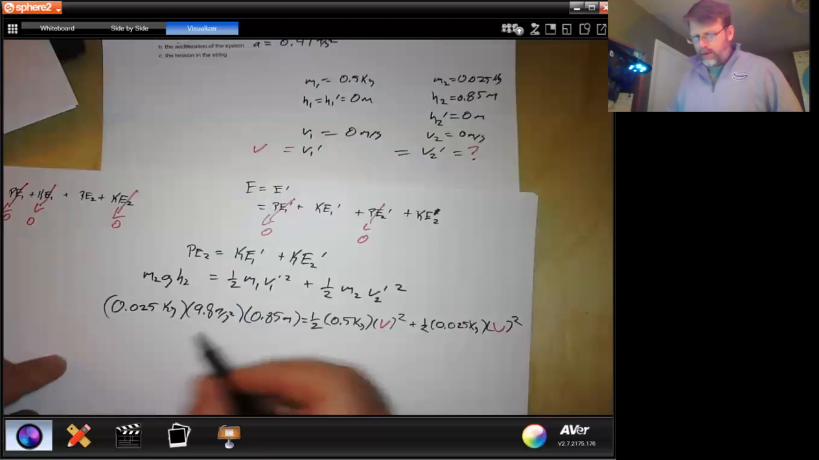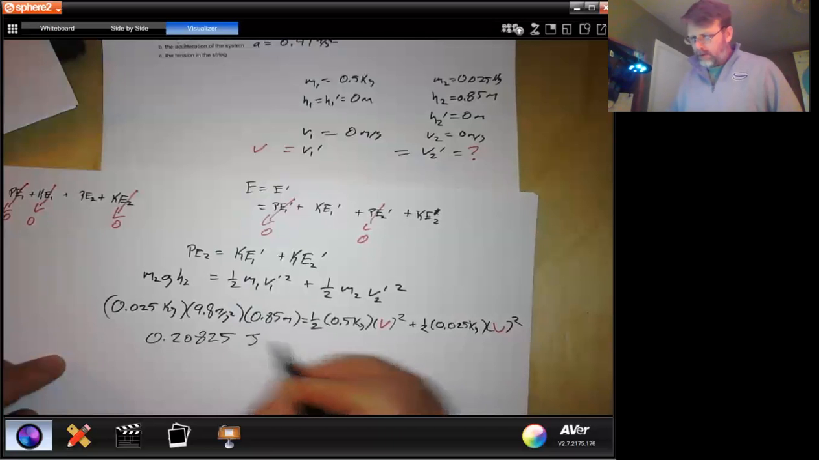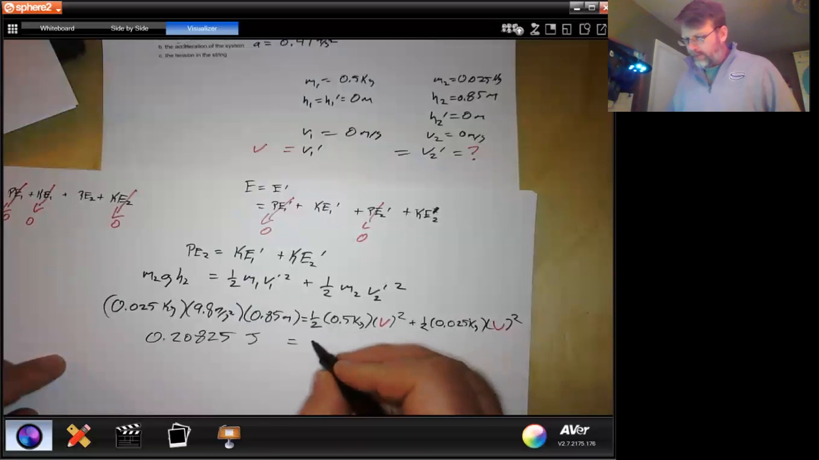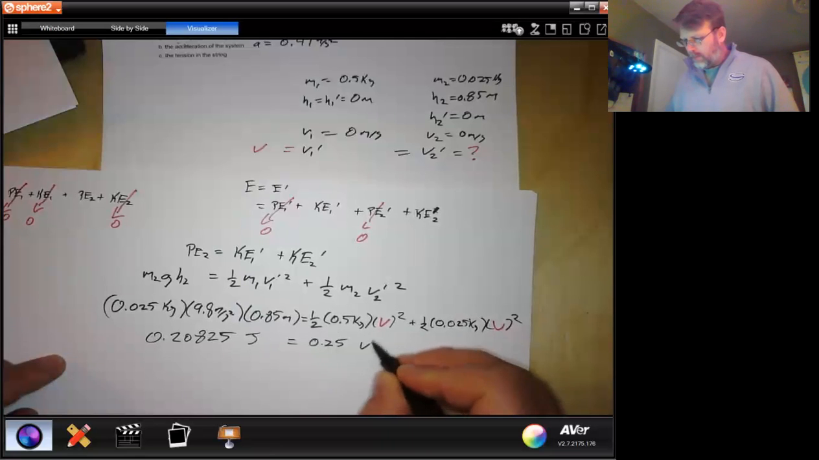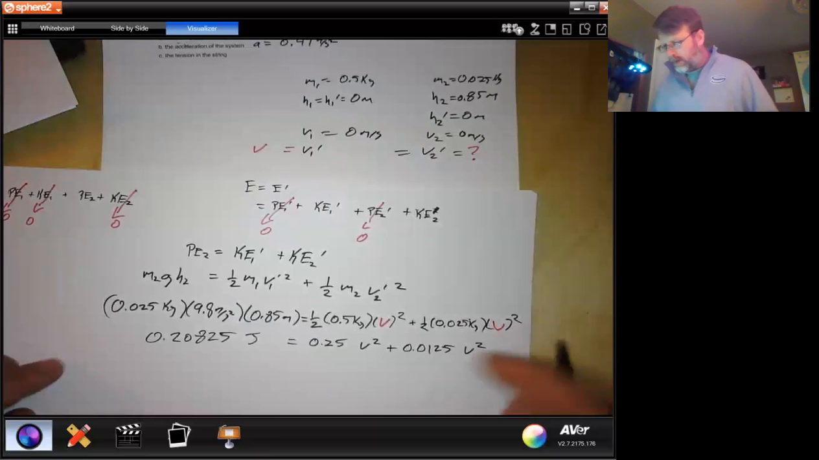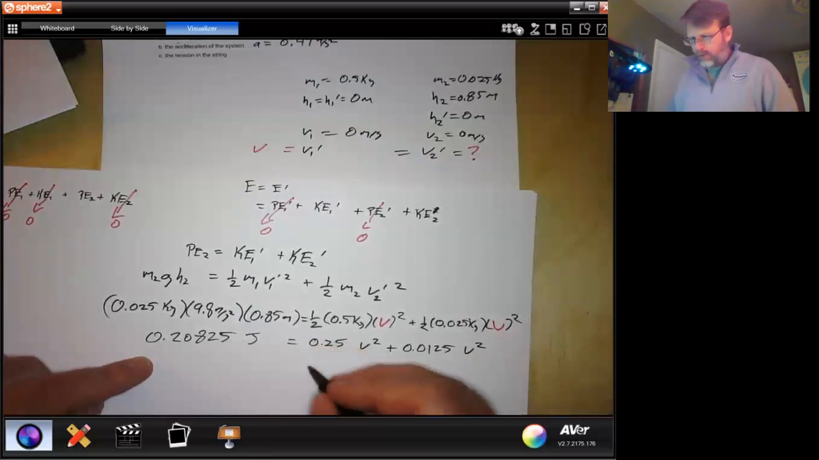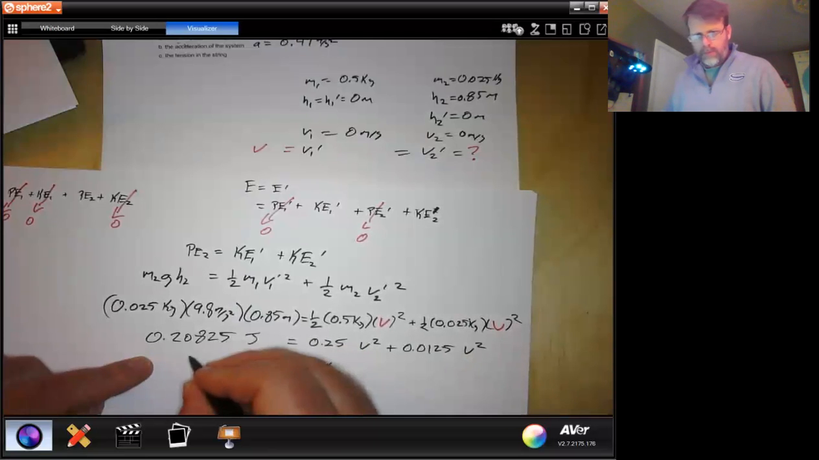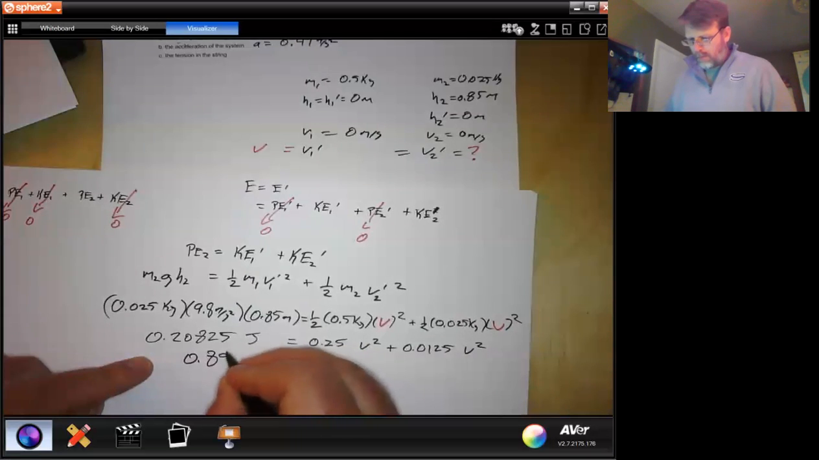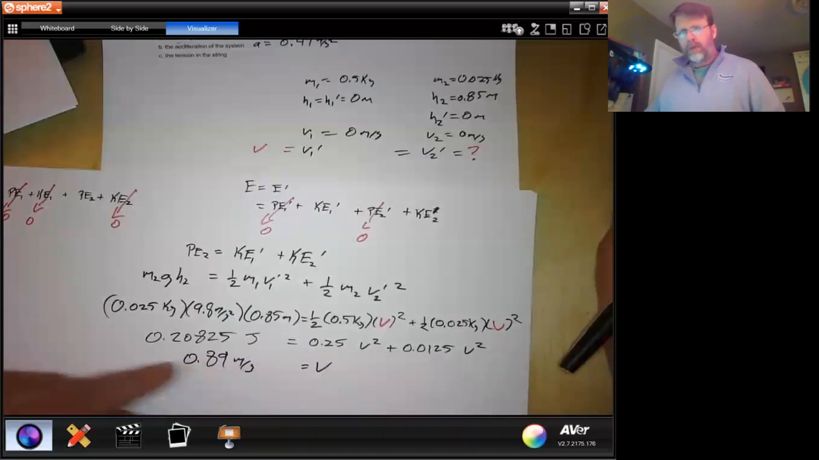All right, so we're going to plug this in here. What we get down here is 0.20825 joules, 1/2 of 0.5, 1/2 of that. Okay, we can now combine like terms and divide both sides, and we should get our answer. Okay, so that is going to be part A.